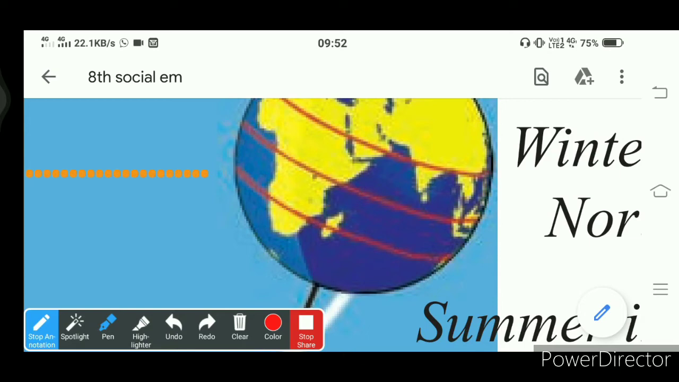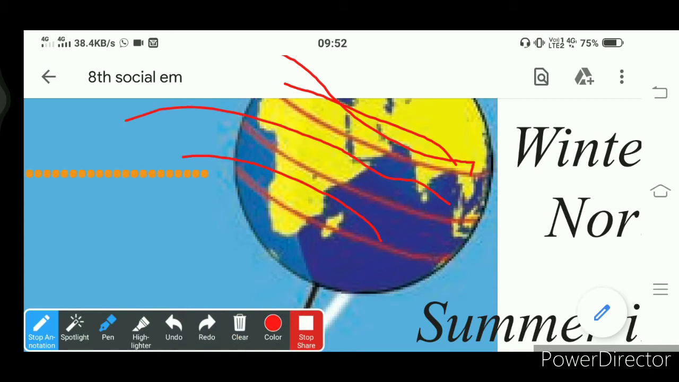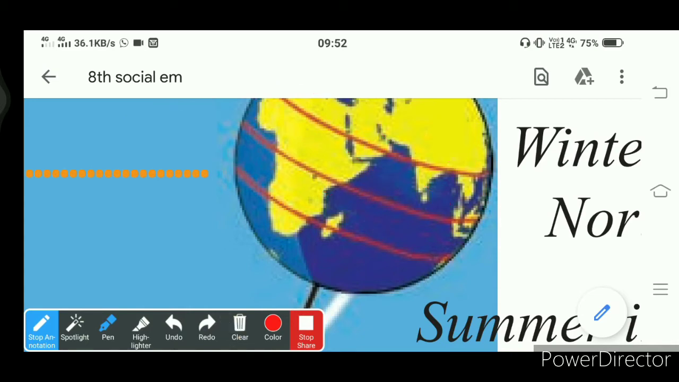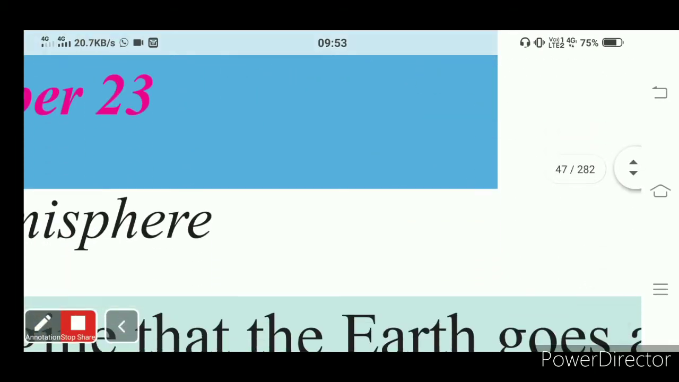Just now we have seen the Tropic of Cancer on June 21st. So it is hotter on the Tropic of Cancer on June 21st, right? And on December 22nd, what happened? Sun rays fall vertically, directly on the Tropic of Capricorn. So this area is hotter now on December 22nd, right? So every moment there is a change in the area exposed to the sunlight.